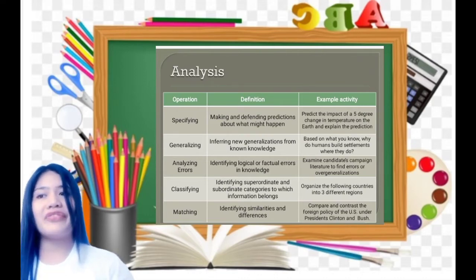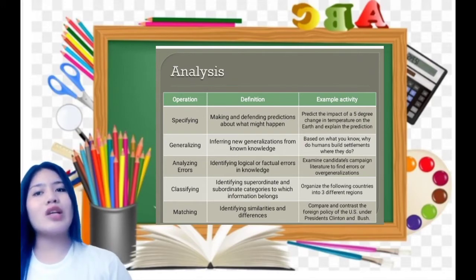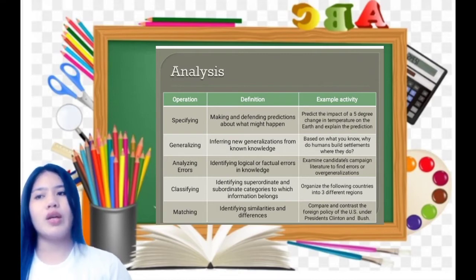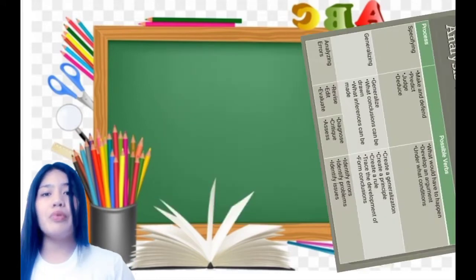Next is classifying. It is identifying superordinate and subordinate categories to which information belongs. An example is: organize the following countries into 3 different regions. Next is matching. It is identifying similarities and differences. For example, compare and contrast the foreign policy of the U.S. under Presidents Clinton and Bush.